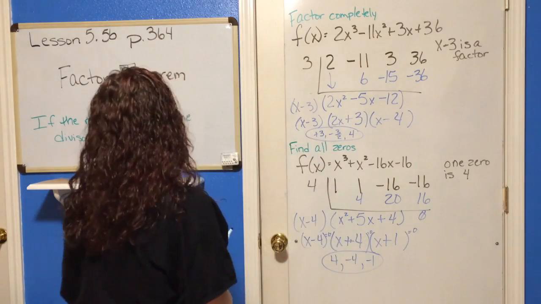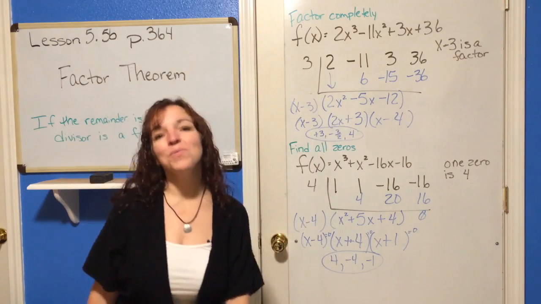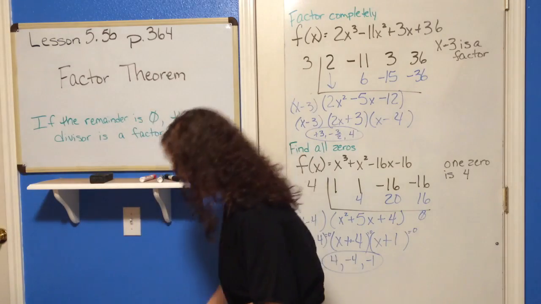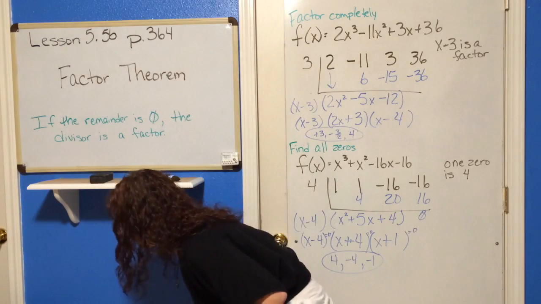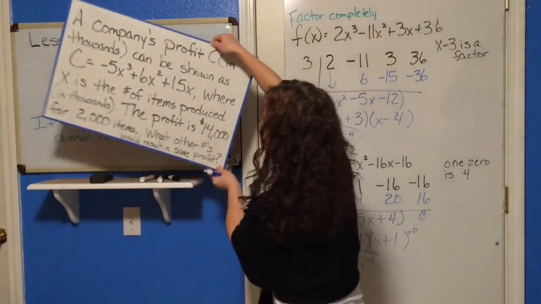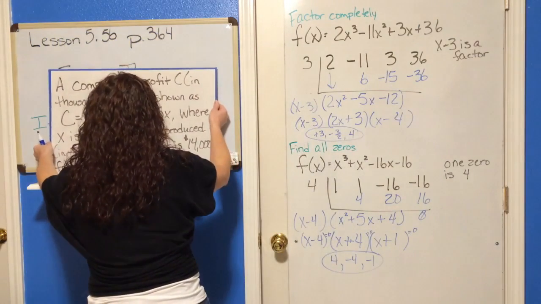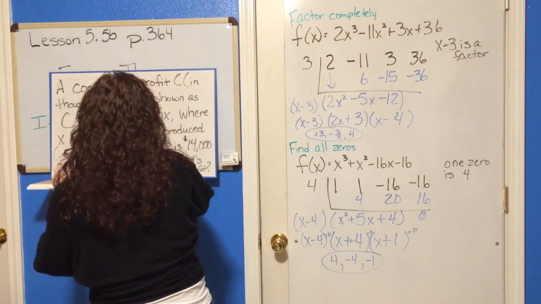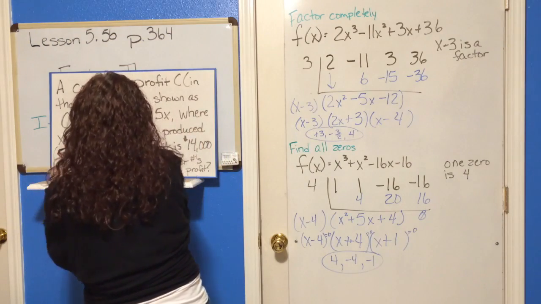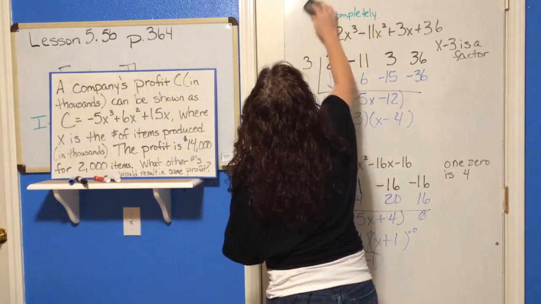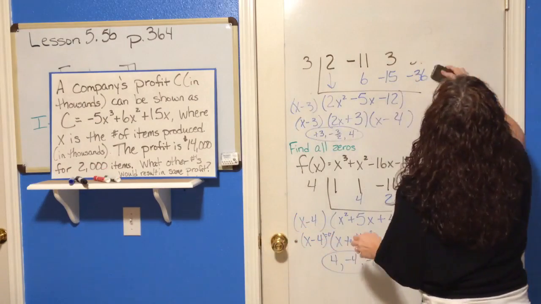All right, one more problem, because you know I like to do word problems. Here we go. Here's how we're going to use this. A company's profit, C, in thousands. Make sure you read carefully, because I worked this whole problem and I didn't catch that it was in thousands, and so I had to redo the whole thing.